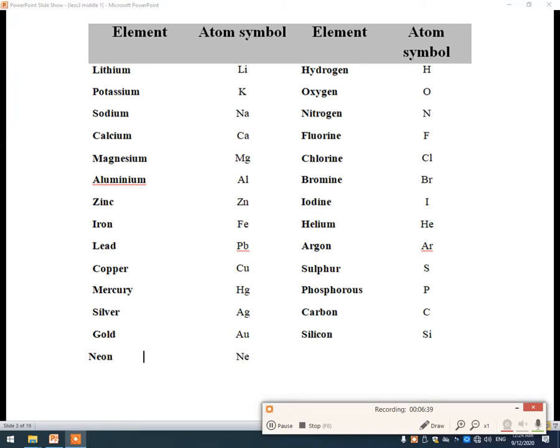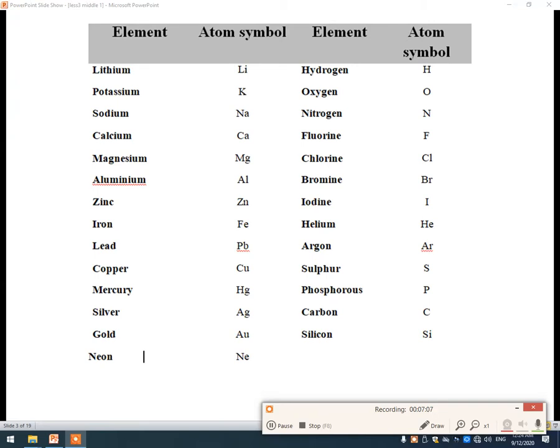Next, fluorine. Fluorine also has only one letter, and it should be capitalized, which comes from the original name of fluorine. Next, chlorine. Chlorine, its atom symbol will be Cl, two letters. The first one should be capitalized, and the second one will be a small letter, and it also comes from the original chlorine name.